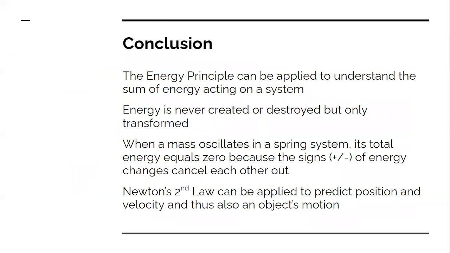So in conclusion, the energy principle can be applied to understand the sum of energy acting on the system. We also understand the conservation of energy, in which it is never created or destroyed. We also understand how a mass moves in a spring system when it's oscillating. Total energy can equal zero because the signs of energy changes cancel out, which we saw in our graph where potential and kinetic energy cancel each other out. And we can also continue to use Newton's second law to predict position and velocity, and thus also an object's motion.